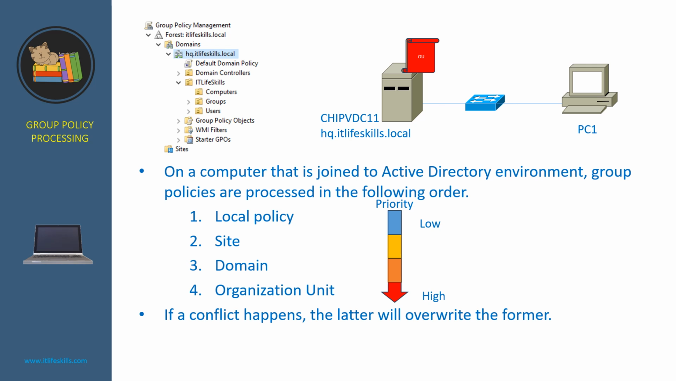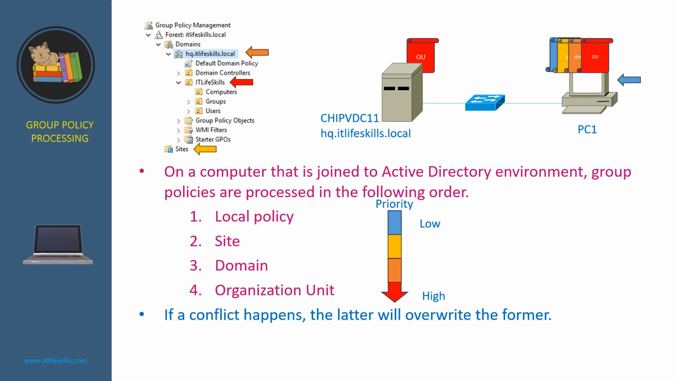So in what order are group policies applied? On a computer that is joined to an Active Directory environment, group policies are processed in the following order. First, it will load the local policy, which is the policy that is configured on the local computer. Then it will load the group policies that are linked to the site. After that, it will load the policies that are linked to the domain. And finally, it will load the policies that are linked to the OU.